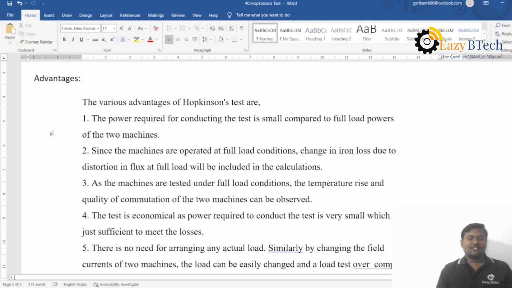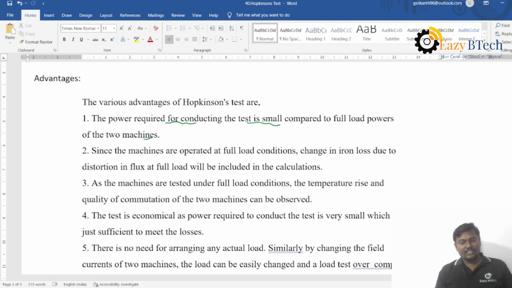So what are the advantages of Hopkinson's test? The various advantages of Hopkinson's test are, the first one is the power required for conducting the test is small compared to the full load powers of the two machines. Yes, it is required to meet the losses only.